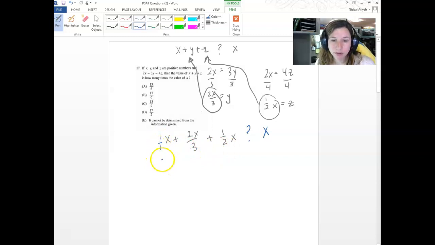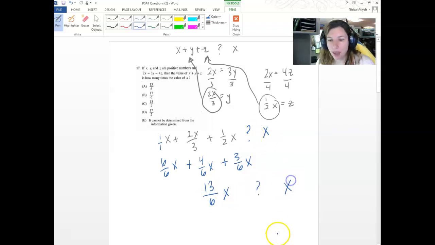So if I'm going to scale this up to a denominator of 6, 1x is the same thing as 6 over 6x. 2/3 x would be 4/6x. And 1/2 x would be 3/6x. So that's 6, 7, 8, 9, 10, 11, 12, 13 over 6x. And we were comparing that with x. So this value, 13 over 6x, that's equivalent to x plus y plus z. So x plus y plus z is 13/6 times the value of just x on its own.